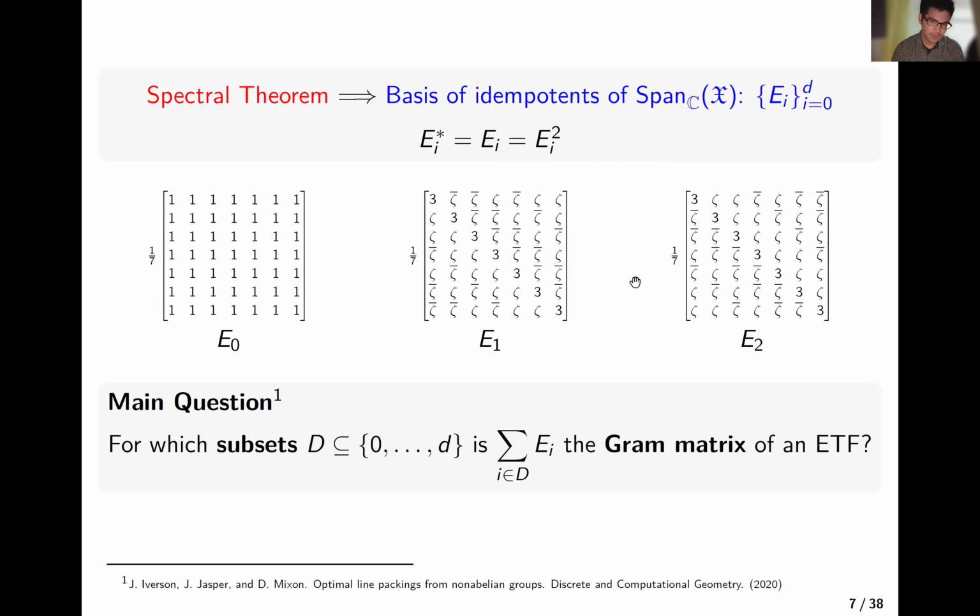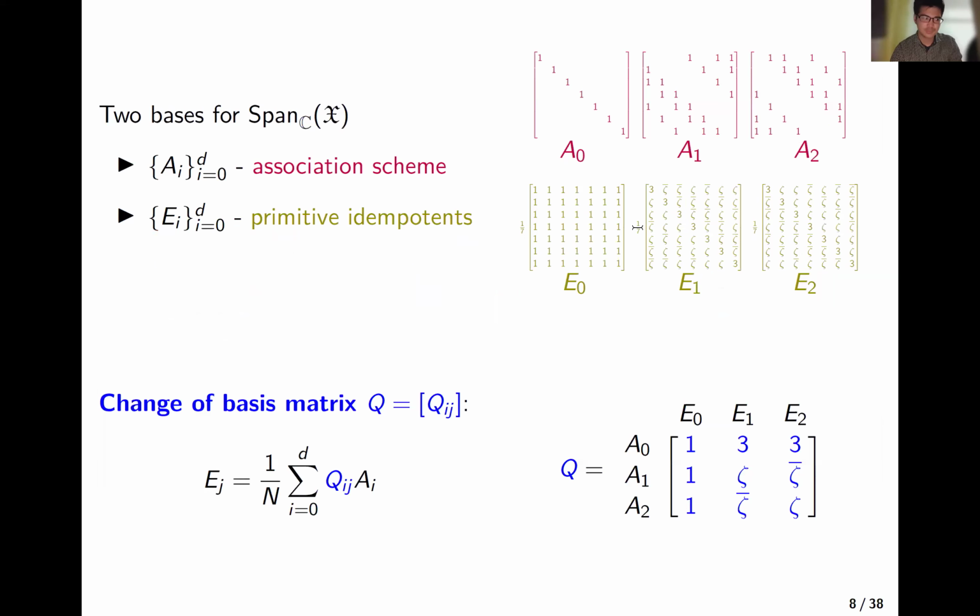As we saw before, by clever choices of adding together some of these idempotents, I can get an equiangular tight frame gram matrix. So a natural question is, which subsets do I take so that the sum of the corresponding idempotents is the gram matrix of an ETF? And this was posed and investigated by Iverson, Jasper, and Mixon in 2020. We'll give an answer to this in terms of what's called the change of basis matrix.